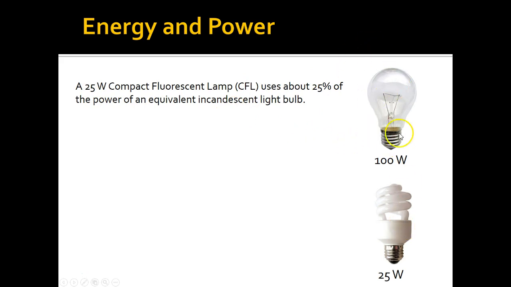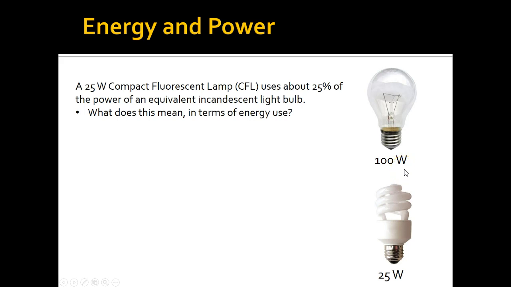So these two light bulbs will spit out the same amount of light, okay? So this is an incandescent, uses about 100 watts. This is the CFL, uses about 25 watts. So what does this mean in terms of energy use, right? So remember, 25 watts and 100 watts. So these are two different power ratings.